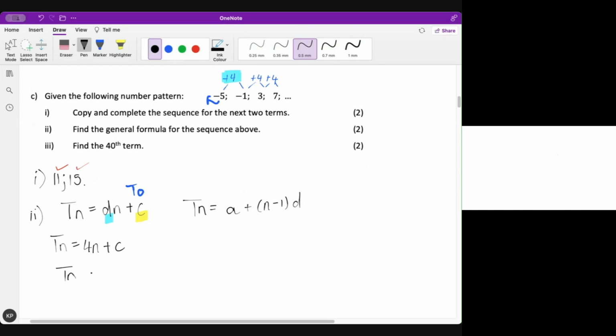So then it's Tn is equal to 4n minus 9. That's it. Okay, for the one on the right, what does A stand for in this formula? The first term, 100%. In this case, our first term is -5. So -5 plus n minus 1 times the difference, which is 4. Am I allowed to just leave it that way?